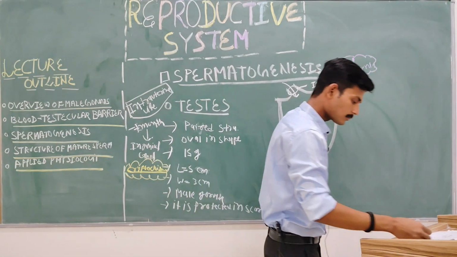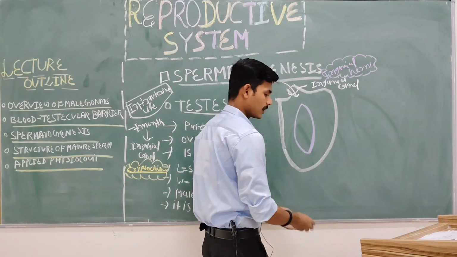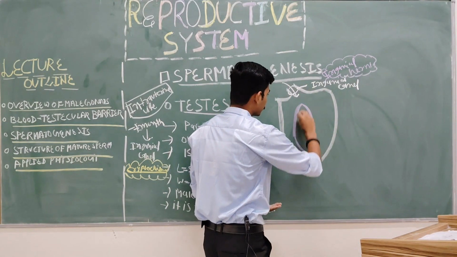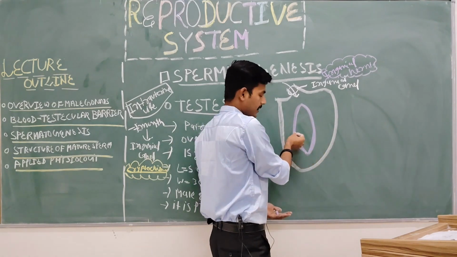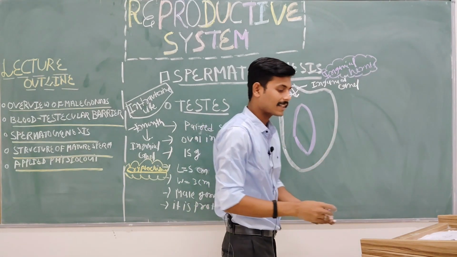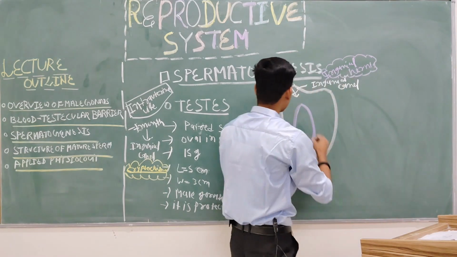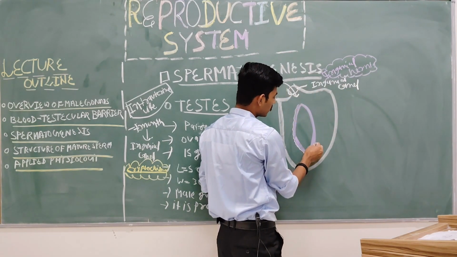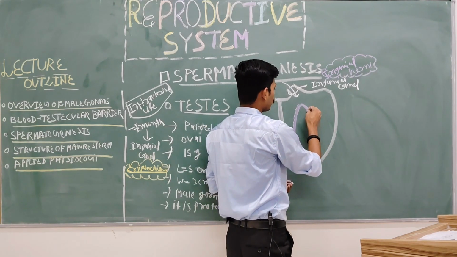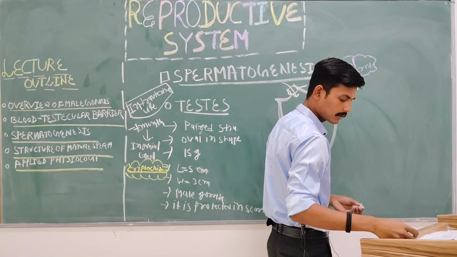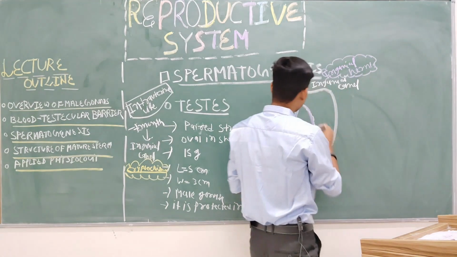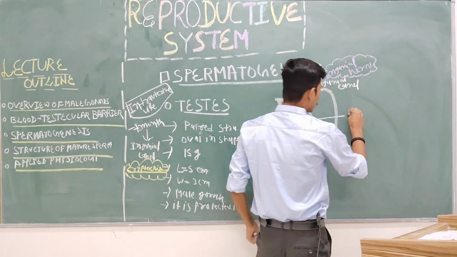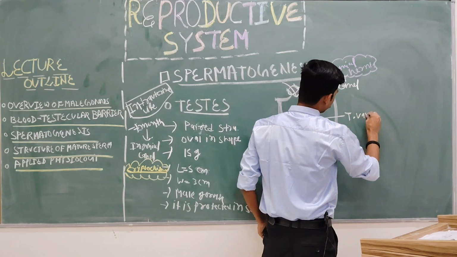Understand? Now there are layers which protect the testes, and these layers are 3 in number. Starting from the inner, this is called the tunica vasculosa. Write it down. This white layer, as I'm showing here, is your tunica vasculosa.